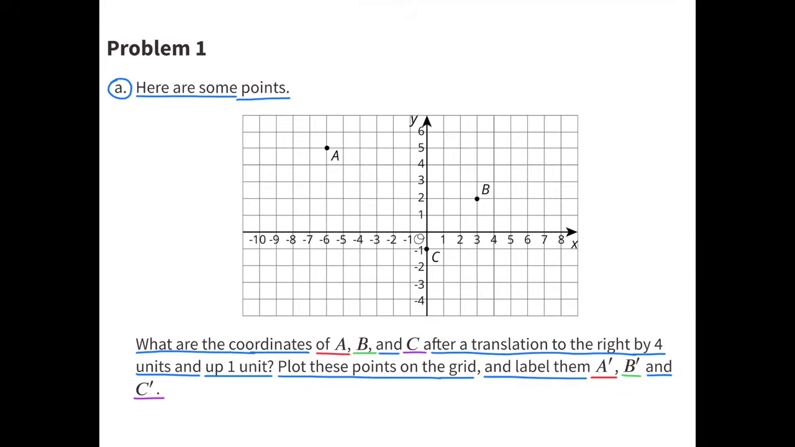Number 1. Here are some points. What are the coordinates of A, B, and C after a translation to the right by 4 units and up 1 unit? Plot these points on the grid and label them A', B', and C'.